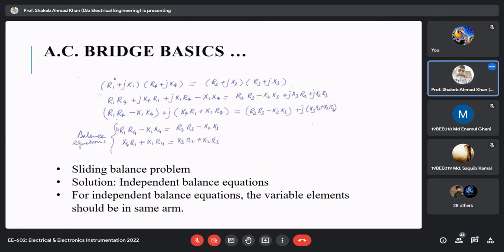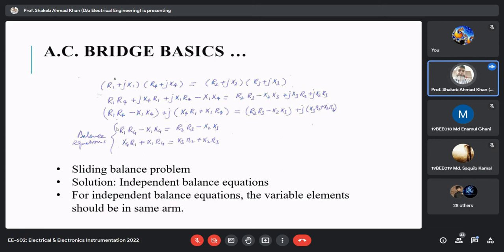Generally we work in the polar form, so in rectangular form, that's why I'm showing this. Then we are having the sliding balance problem because of having two balance equations, and when these two balance equations are not independent, we'll have the sliding balance problem. By making these balance equations independent, we can avoid the sliding balance problem. For making them independent, we are required to choose both the variable elements in the same arm. So this is all which I discussed.